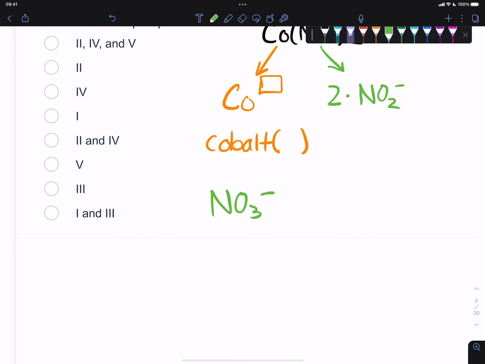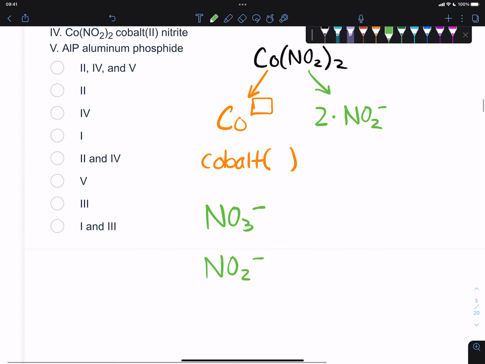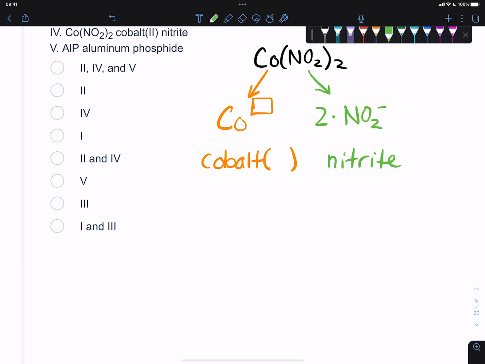NO2 minus is nitrite. When you hear the "ite" ending, that means you lost an oxygen relative to the normal form. So normal is nitrate, NO3 minus. Nitrite has 1 less oxygen. The charge will be the same. That's true for all of those declinations. So that's just nitrite. Now, for answering the question, that's plenty.